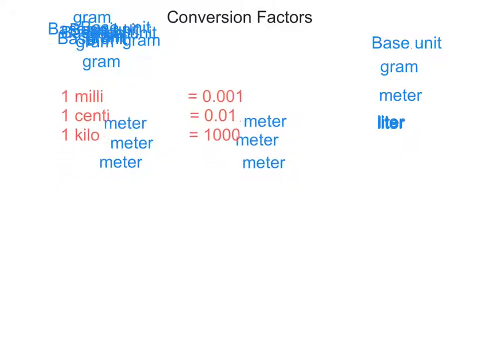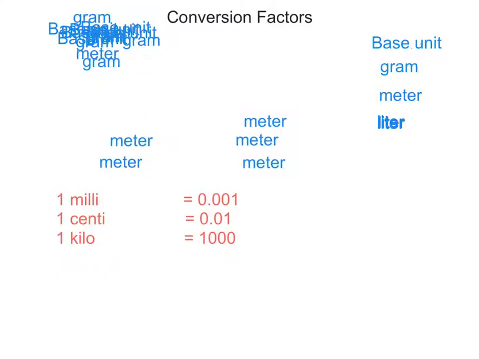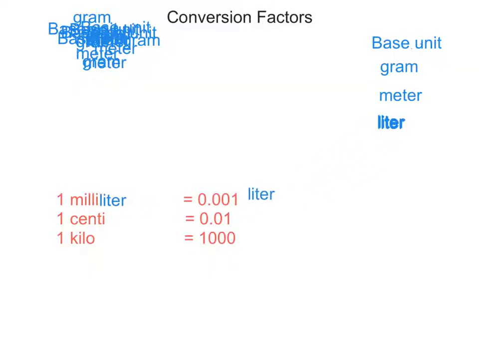Okay, now that you're back, we're going to get rid of these meters. And hopefully you've guessed this next spot. We're going to now replace it with liter. So we can have 1 milliliter equals 0.001 liter, 1 centiliter equal to 0.01 liters, and 1 kiloliter is equal to 1,000 liters. So please copy that down in your notebooks.